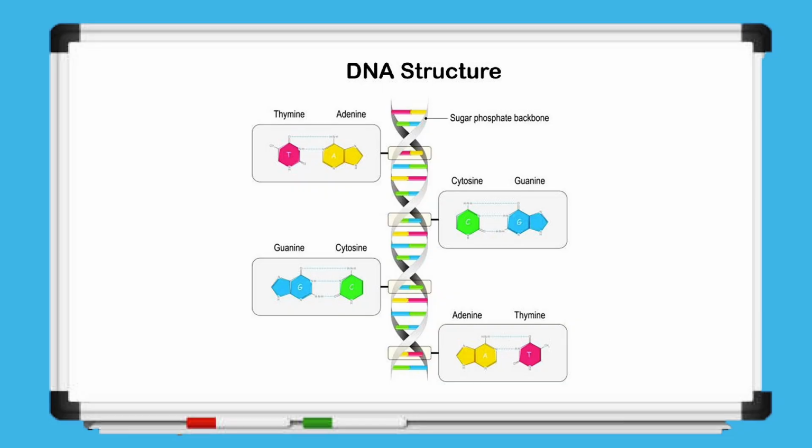The outer part of the DNA molecule forms the sugar-phosphate backbone. This is made of alternating sugar called deoxyribose and phosphate groups. It acts like the supporting rails of a ladder and gives the DNA its strength and stability.